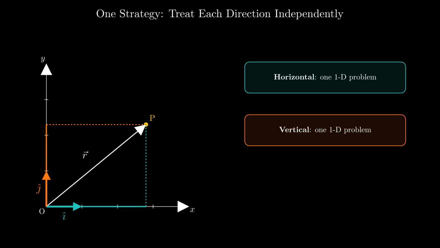And the most important part, our definition of velocity as the derivative of position holds for each component separately. Whatever calculus we learned in one dimension, we simply apply it twice, once to the horizontal piece and once to the vertical piece. That is the entire strategy.